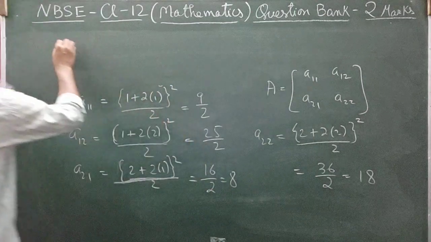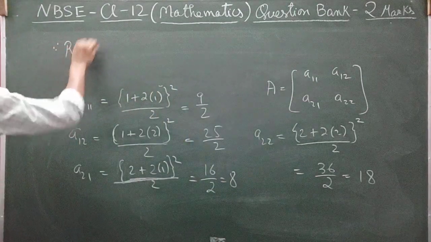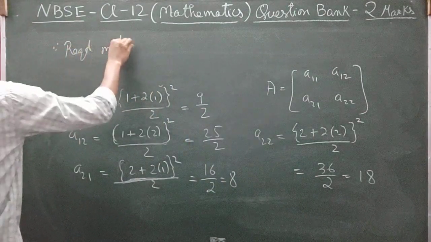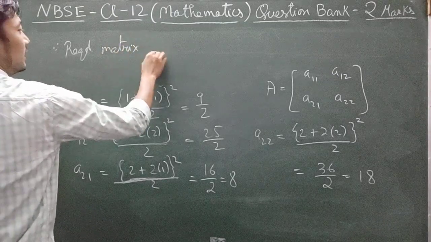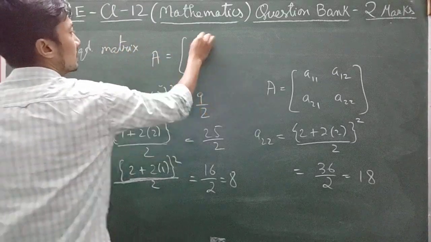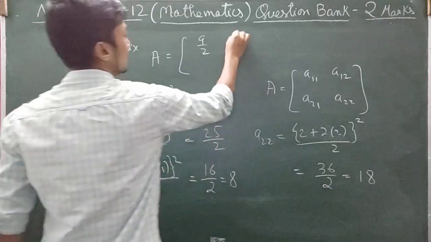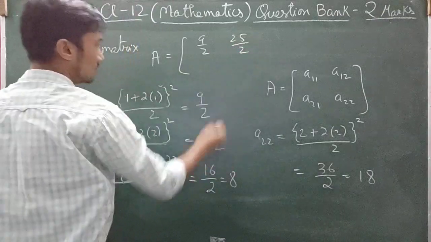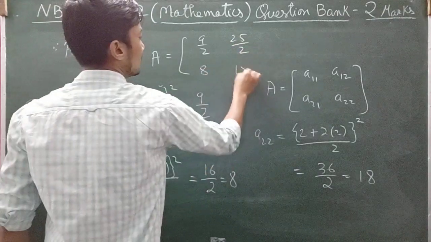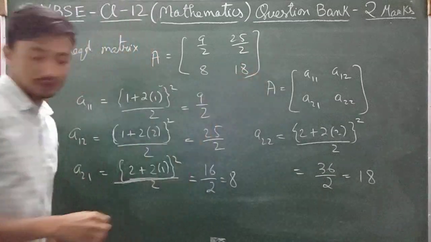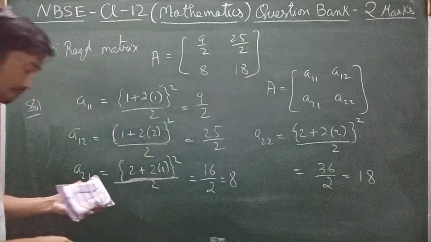So therefore, the required matrix A can be written as 9 by 2, 25 by 2, 8, 18. So this is our required matrix.